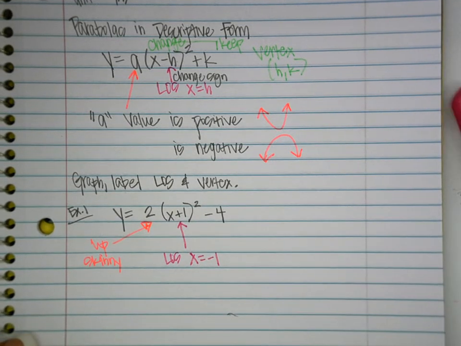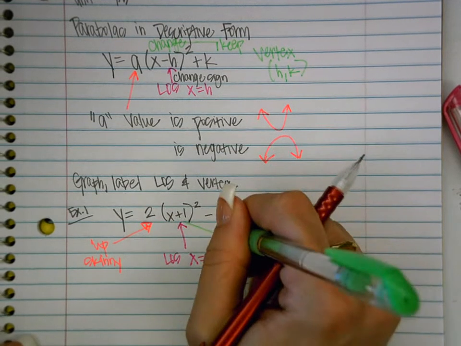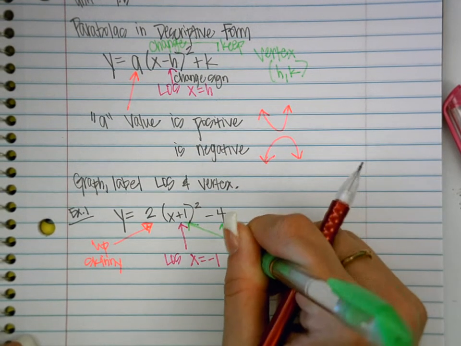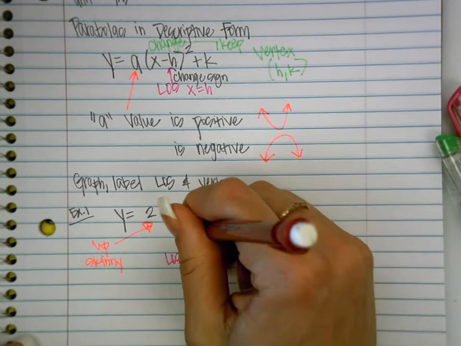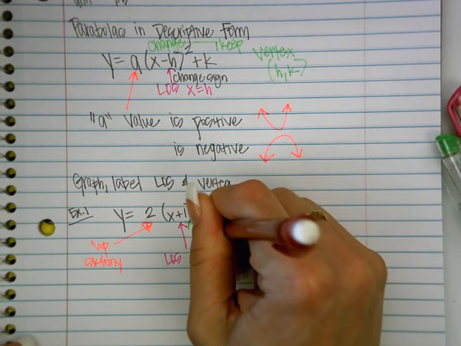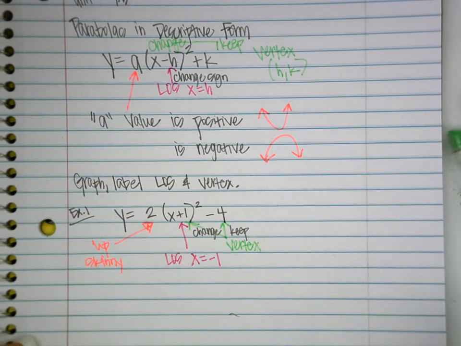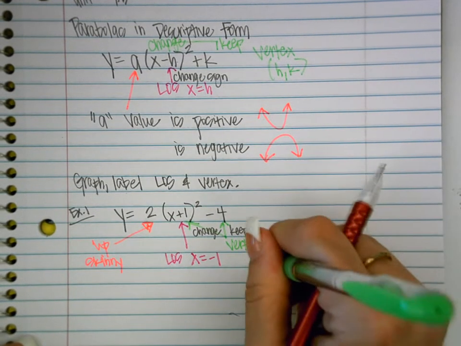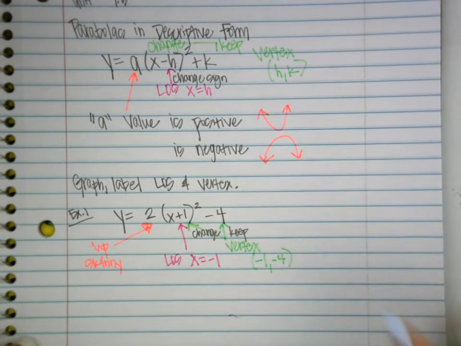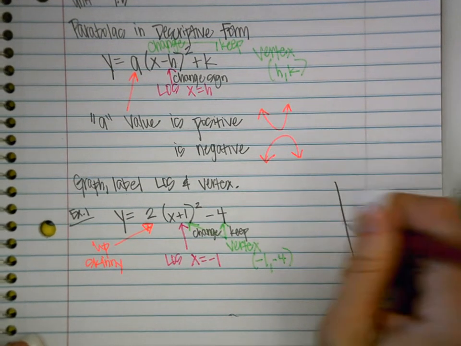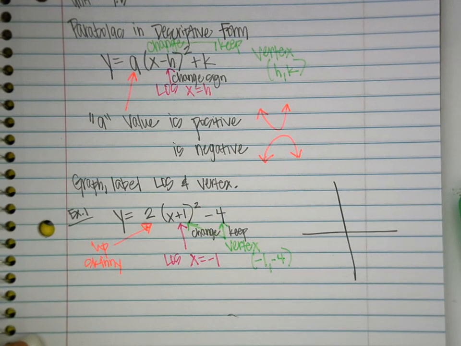Your vertex comes from changing the sign, keeping the sign. So what would be the vertex of this parabola? Negative 1, negative 4. So you change the sign, keep the sign. From there, you should easily be able to graph. Okay, so put an XY axis.